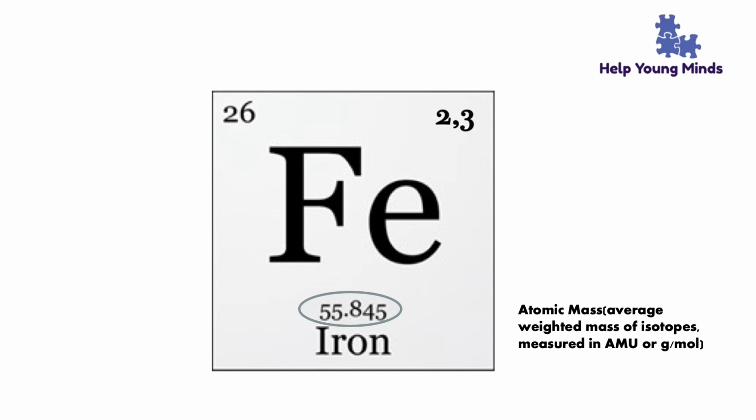The atomic mass is an average weighted mass of all the isotopes of the element, taking into consideration the abundance of the isotope. Remember, isotopes are just different versions of an atom differing only in the number of neutrons. So some isotopes of iron are more rare than others, while others are more abundant. And therefore, the more abundant isotopes would contribute more to the calculation of the atomic mass.